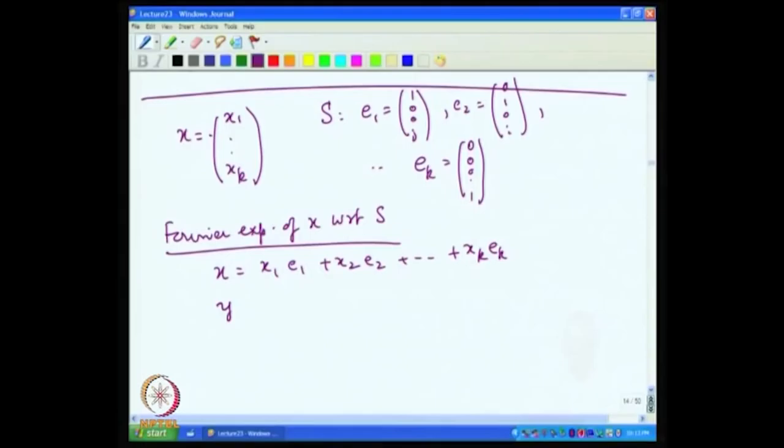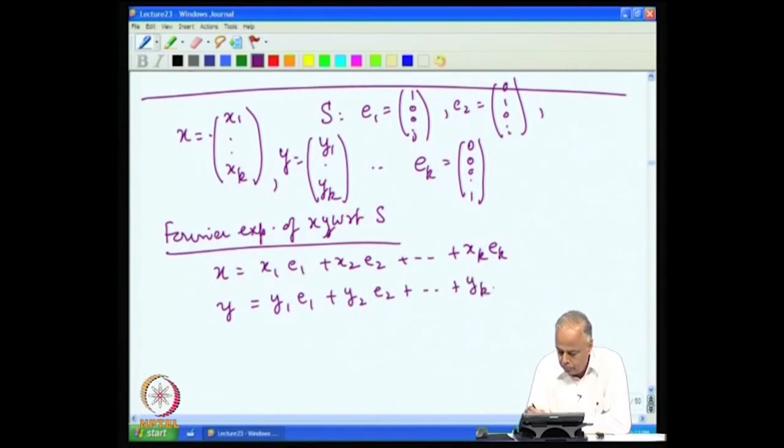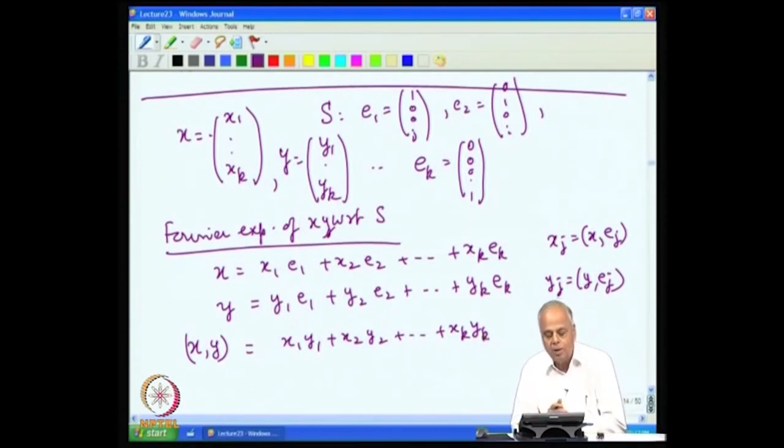And similarly, if I take a vector Y which is y1, y2, ..., yk, then the Fourier expansion of Y with respect to this will be y1 e1 plus y2 e2 plus ... yk ek, where xj is actually equal to the dot product of X and ej, and yj is equal to the dot product of Y and ej. Now, what is the dot product of X and Y, or the inner product of X and Y? It is x1 y1 plus x2 y2 plus ... xk yk, which is the sum of the products of the Fourier coefficients with respect to this basis S.